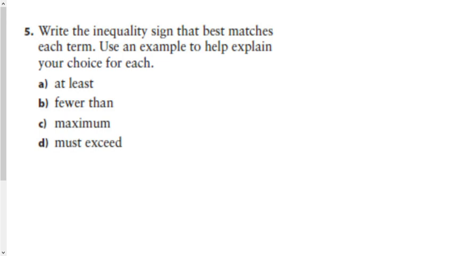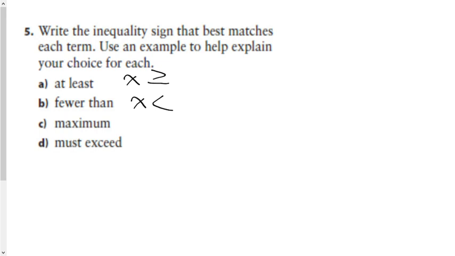But we start at question 5, which is 10 times less than my wife's age. And it says, write an inequality sign that best matches each term. So at least means, if we think about at least, it must be less than, or sorry, greater than or equal to. Greater than or equal to. So the at least sign looks like that. Fewer than is just less than.